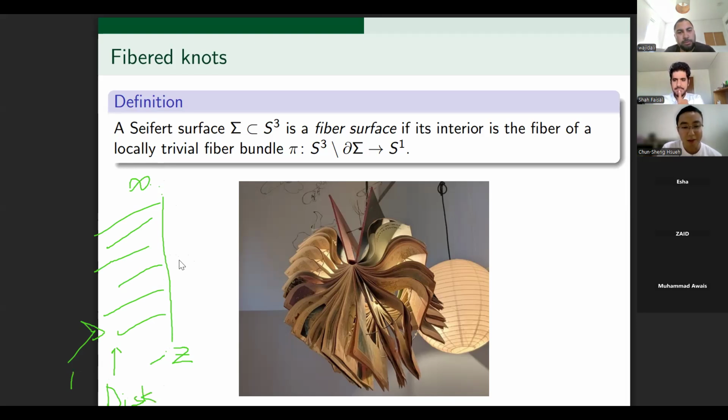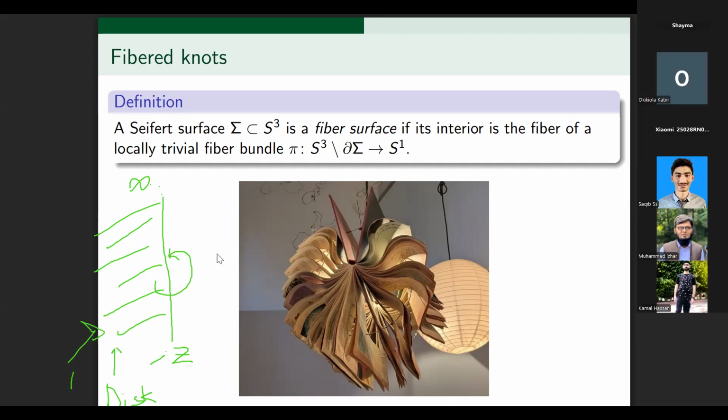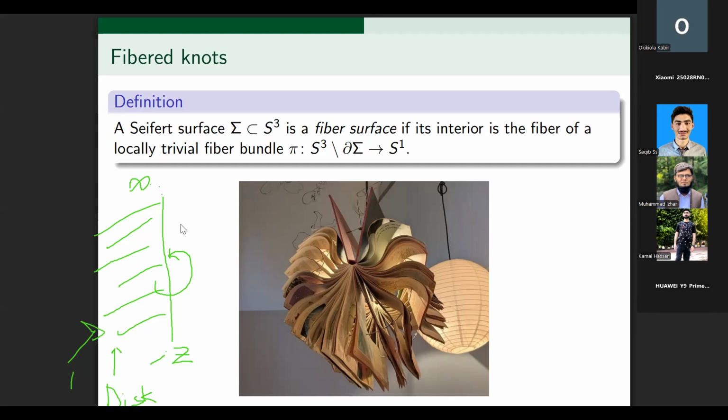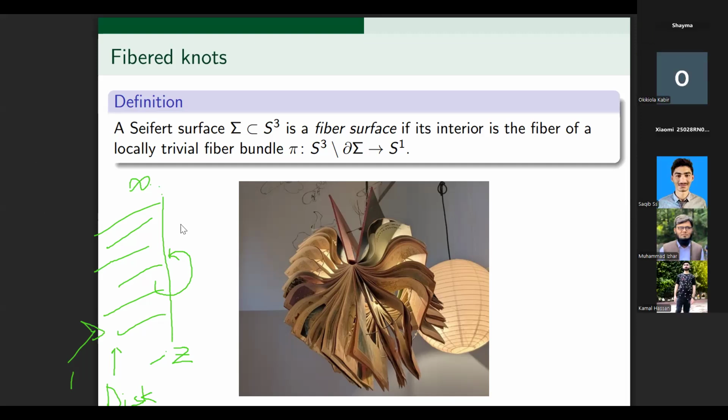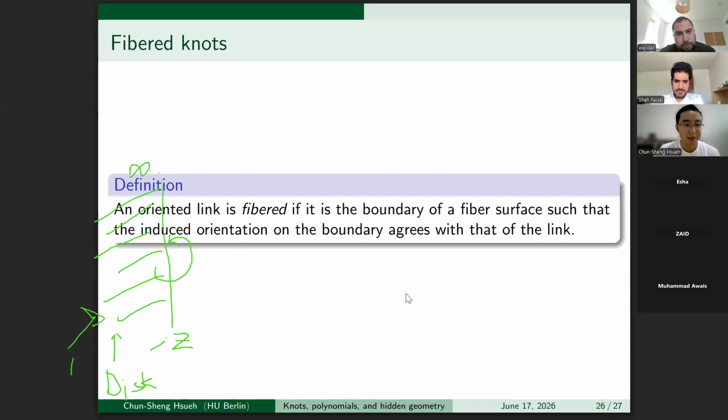And you can rotate around the z-axis. So this is where you see your S1 family of disks filling up my whole space, my whole S3. So in particular, the disk is a fiber surface, and the unknot, the boundary of the disk, we call a fibered link. Okay. So there was an open book.